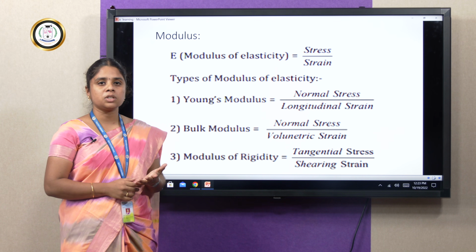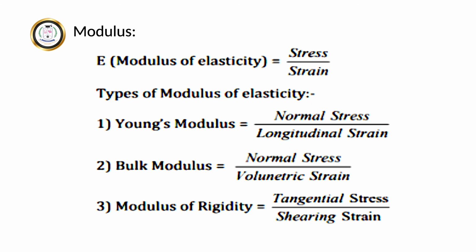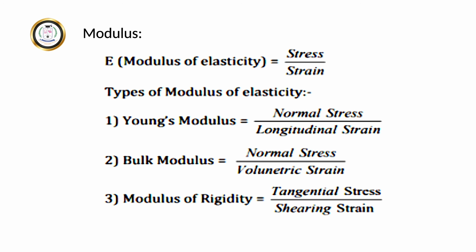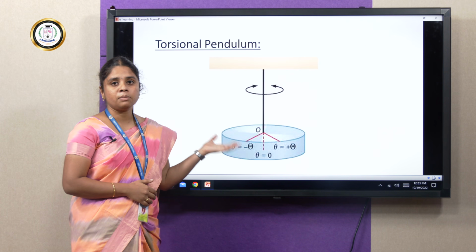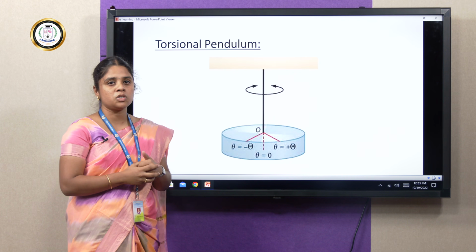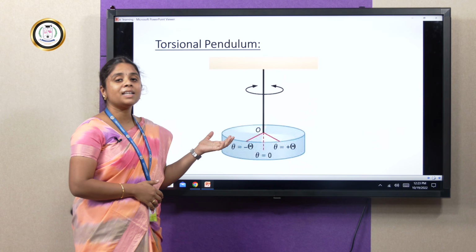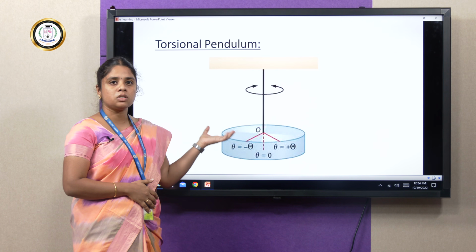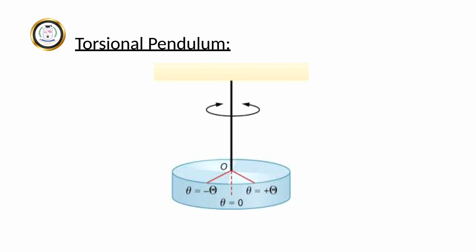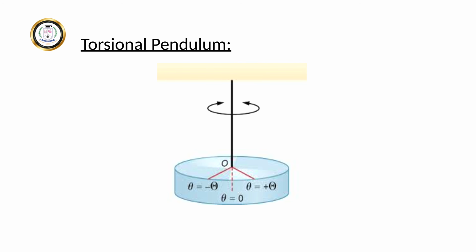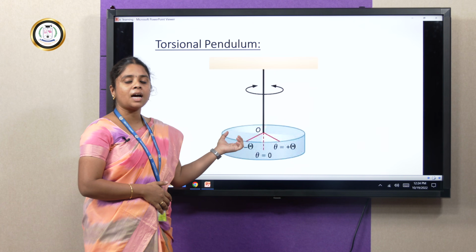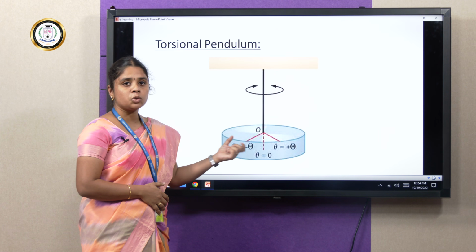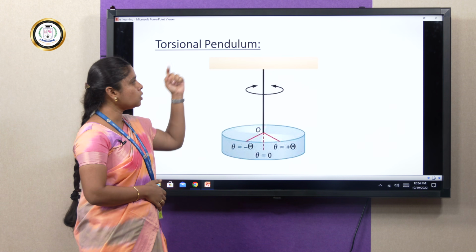So, using a torsional pendulum, we can measure the rigidity modulus of a given wire. So, this is a torsional pendulum. Before going to our demonstration, let me show you the apparatus which are required for this torsional pendulum. We require a uniform metallic string wire to which the circular disc is attached at the middle portion, as you can see here. So, now what is a torsional pendulum?